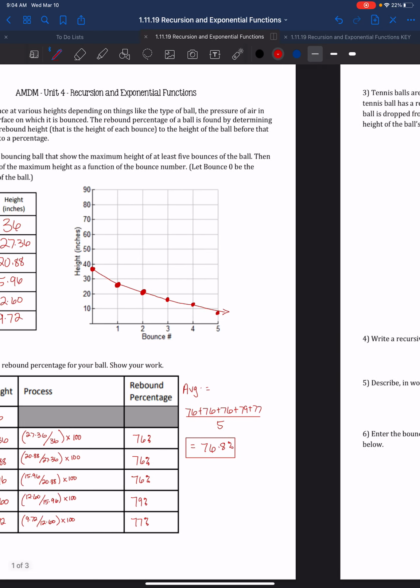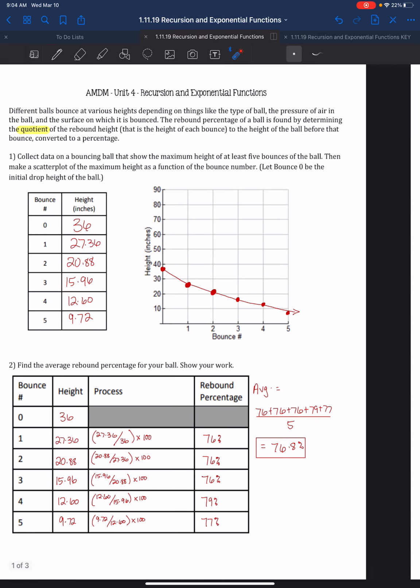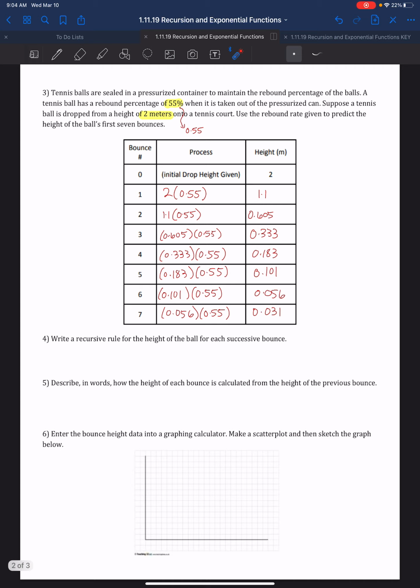So in question 3, I'm going to go back a second. In question 2, we were given the heights and we had to find the average rebound percentage. In question 3, we are given the rebound percentage and we have to find the heights.